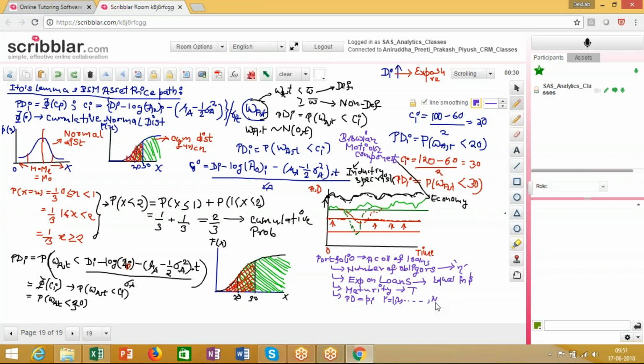Right? So there are a number of obligors, which is small n, and exposure on loans is equal. Now these loan exposures are equal in dollar terms. The maturity of the loan is the time period T, and each of the loans terminates at time period T. Okay? So up to this point, is it clear? These are the portfolio specifications.